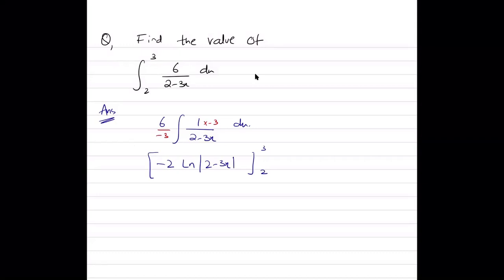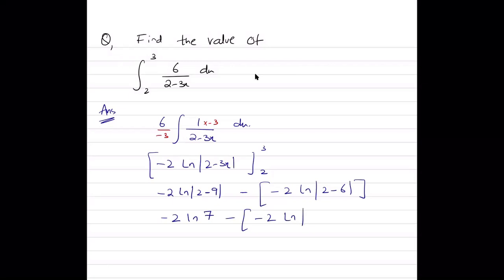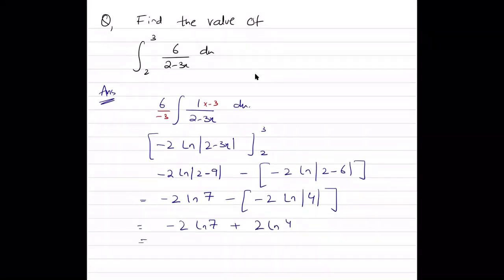So when you apply the limit as 3, you are going to get minus 2 ln of 2 minus 9, minus negative 2 ln of 2 minus 6. Now you can see over here that minus 2 ln 2 minus 9 is minus 7, but mod of minus 7 is going to give you 7, minus minus 2 ln 2 minus 6 is negative 4, and mod of negative 4 is going to be 4. That was the only catch. Minus 2 ln 7 plus 2 ln 4. If I rearrange this, I'm going to get 2 ln 4 minus 2 ln 7. And if I take 2 common, I'm going to get ln 4 upon 7.